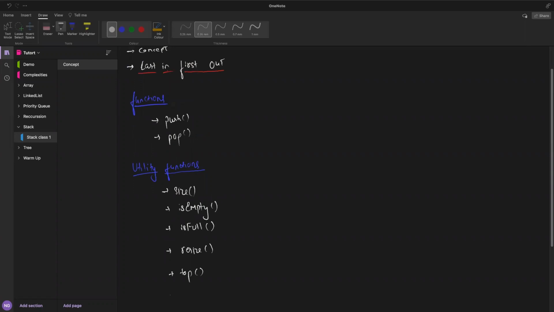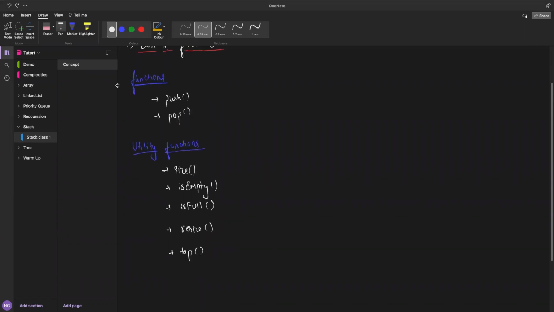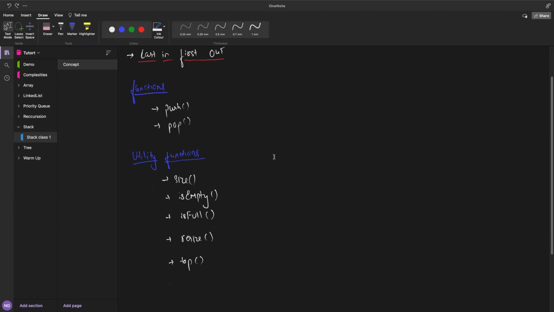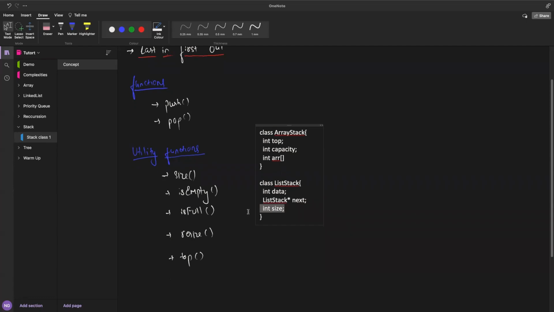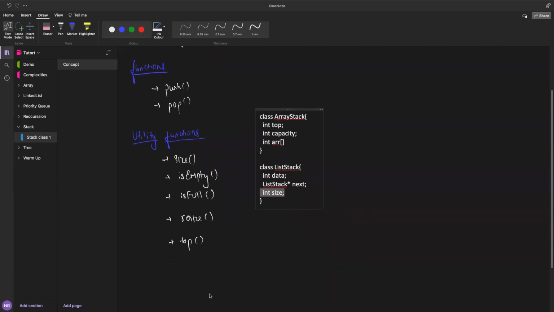As I told you, stack can be implemented as an array or a linked list. Keeping that in mind, if I have to write a class for this stack, I can have an array stack or a list stack. I can have a top, a capacity, and the array to hold the elements in the stack. Similarly, if I am going to use the linked list, then I have the data, I have the next element, I have a list to maintain the linked list, and I have the size, the current size of the list. So these are the two classes that you can have.